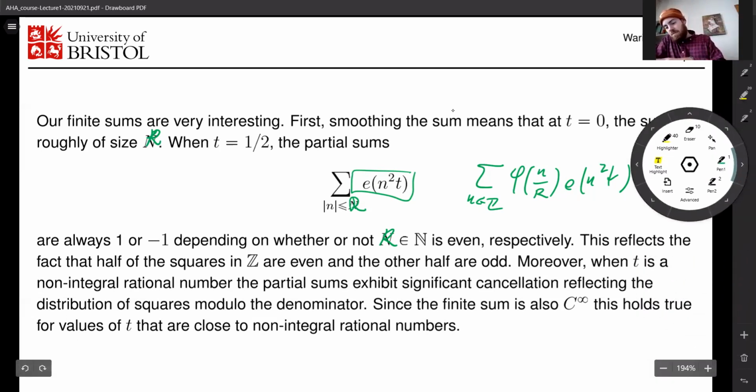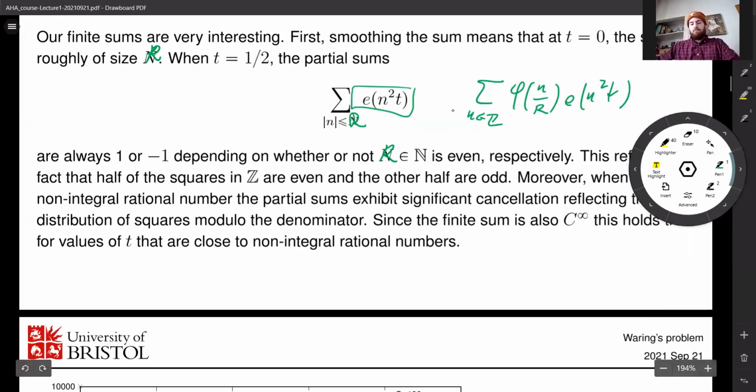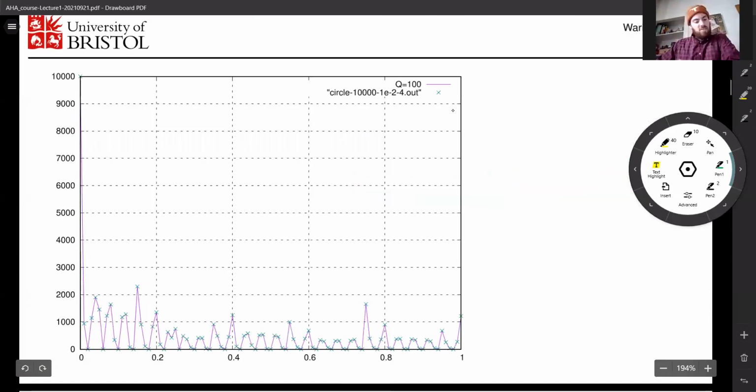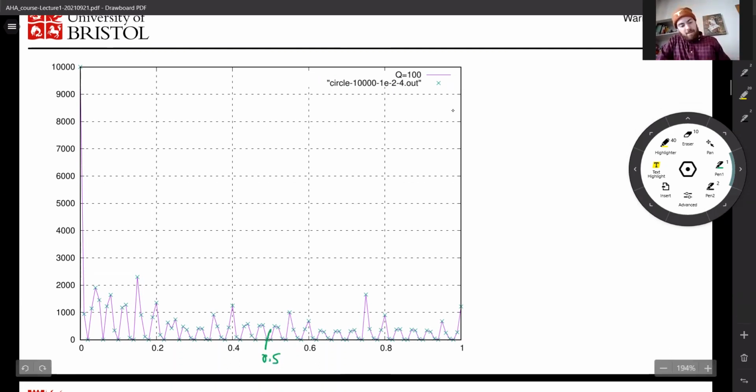It turns out that you can make this rather precise: at any other non-integral rational point, there's significant cancellation in the sum. And again, because of the smoothness, there's a lot of cancellation near each of those rational points. There's a couple of pictures showing how that looks. You see here at the point 1/2, it's basically 0. It's turning out it's just 1 or minus 1.